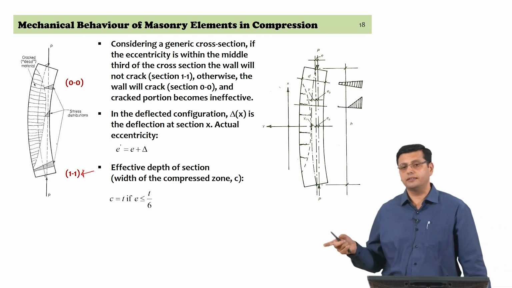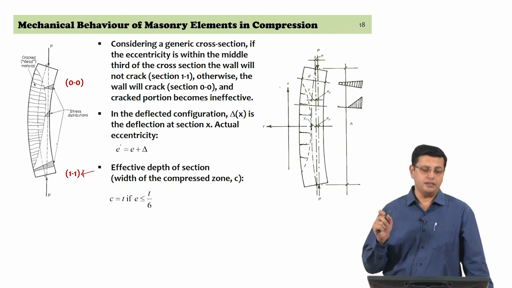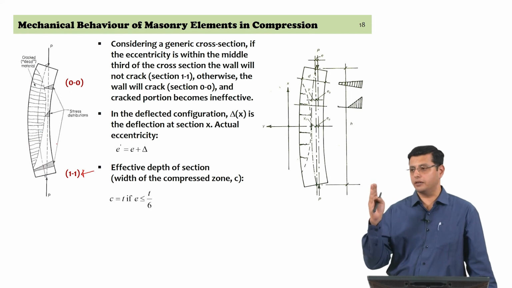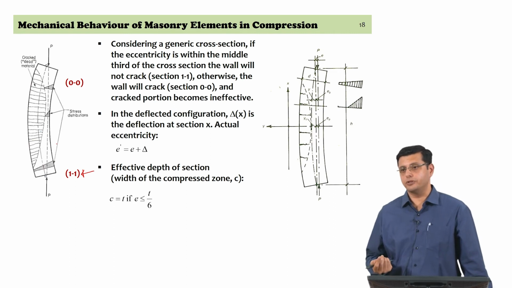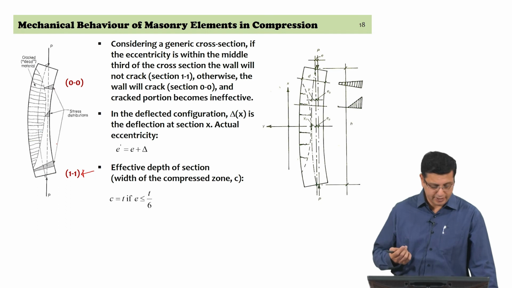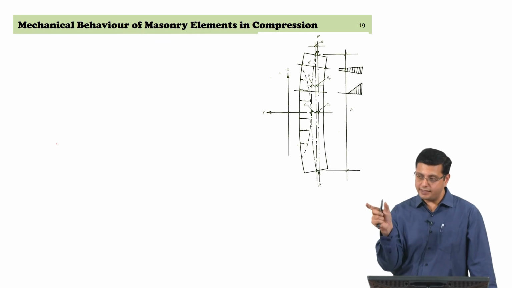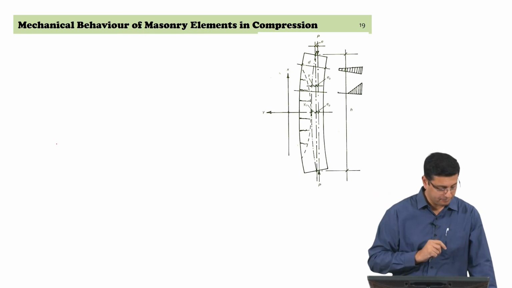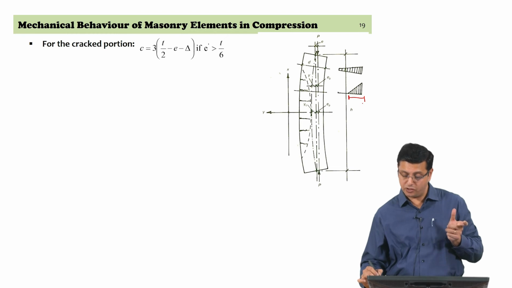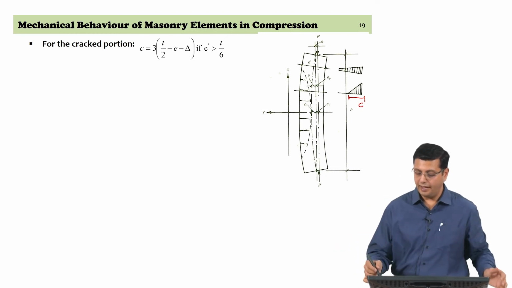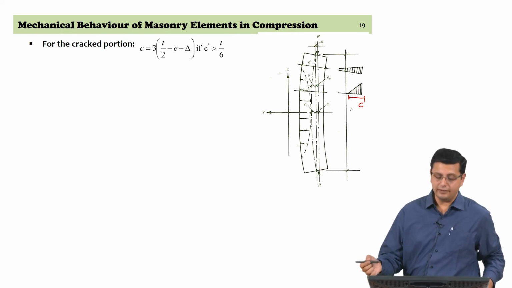So, the total thickness is T, and the width of the compressed zone is equal to T if the eccentricity is within the middle 1/3 of the cross section. So, if the eccentricity is less than or equal to T by 6, then C is equal to T, right. If eccentricity is greater than T by 6, then we have to estimate what is going to be C, which is less than T. Now, for the cracked portion, we look at a triangular distribution. The width of the compressed zone is C, the total length is T, and we want to estimate this width of the compressed zone in case the eccentricity is greater than T by 6.